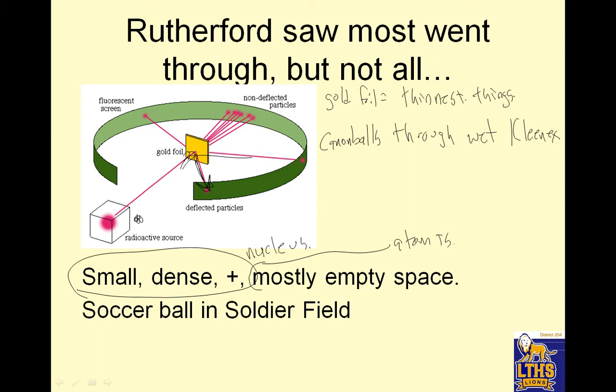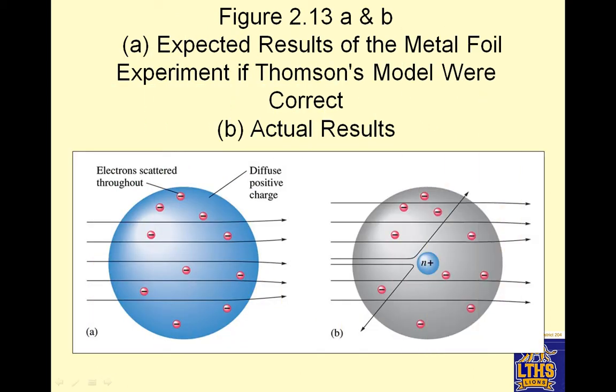The nucleus would be the size of a soccer ball in Soldier Field. So really, really, really small. Okay? So what the world expected when Rutherford did his experiment was everything shot through, because this is the plum pudding model. And what really happened was a couple of these things. This N is nucleus. And because the particles we're shooting are positive, when it got to the nucleus, it didn't stick. It bounced off.